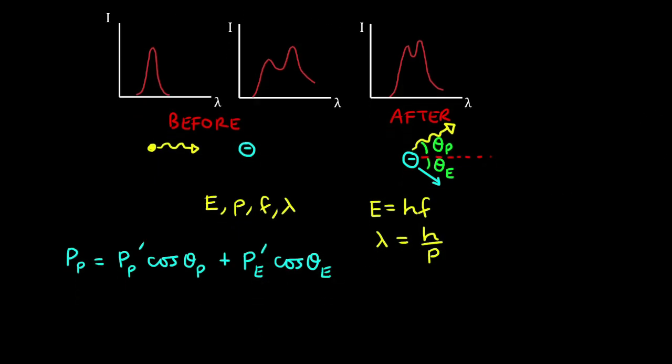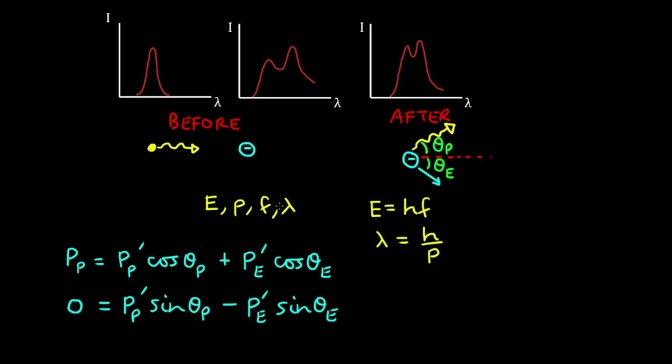And doing the same in the vertical direction, both the photon and the electron don't have momentum in the vertical direction initially, and we have the final momentum of the photon sine theta p minus the final momentum of the electron. So these fly off at different directions, and that's multiplied by sine theta e.